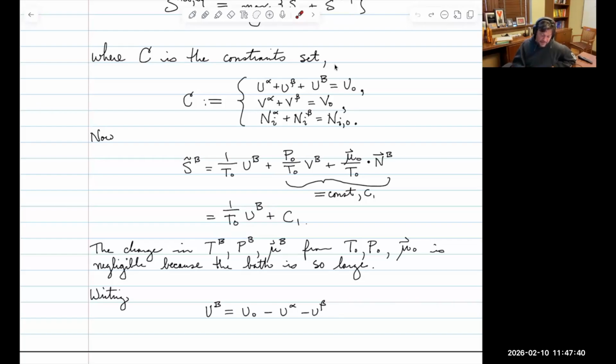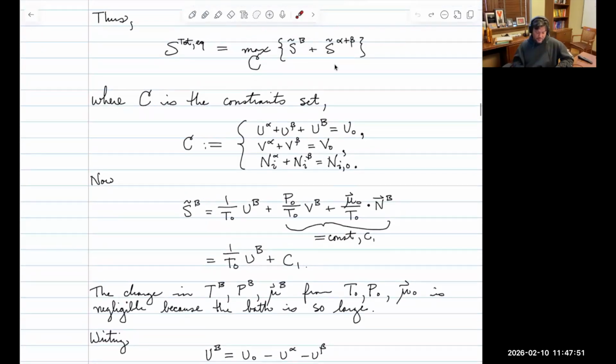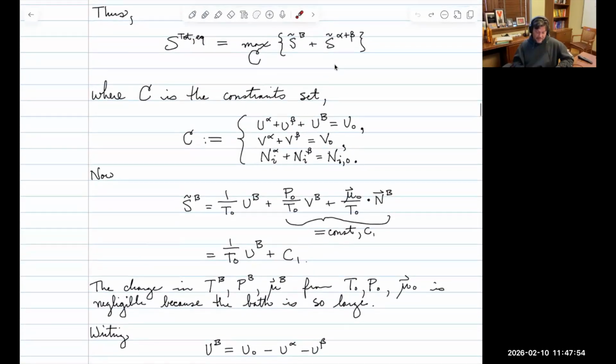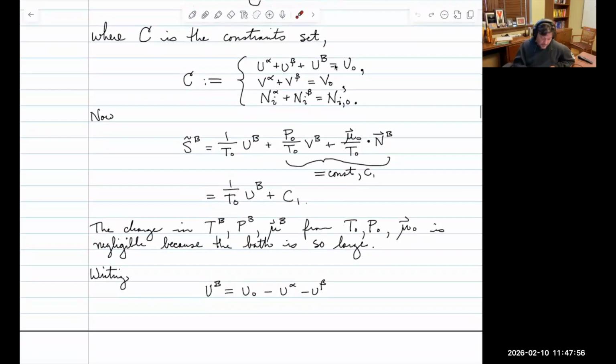And the number of moles of these two phases, alpha and beta, for each component I have to add to some value. So this is the constraint set over which we're going to try to compute this maximum. Now, for the bath, we already gave the formula above using Euler's equation, the integrated form. And so for the bath, we can just characterize the entropy as almost unchanged.